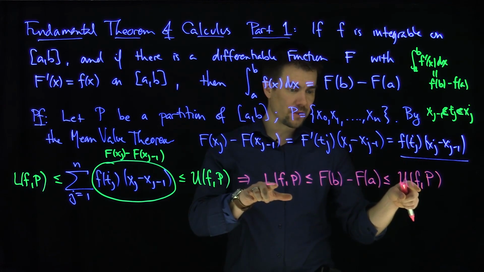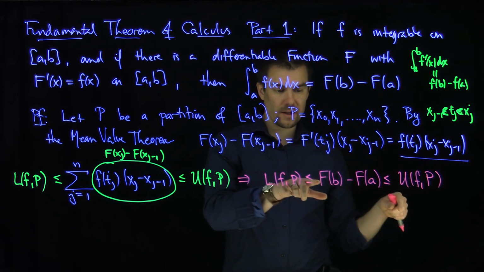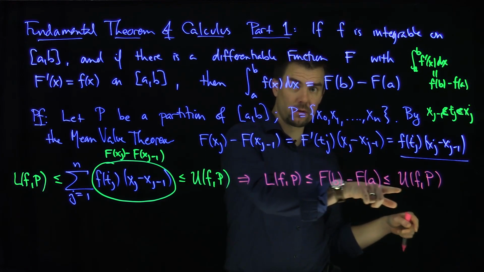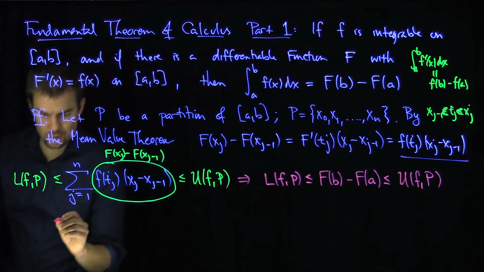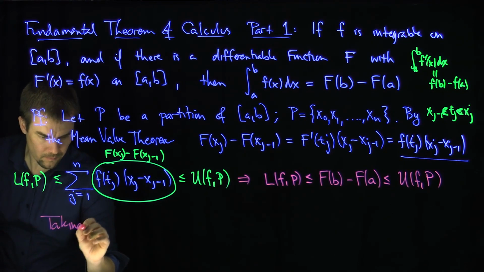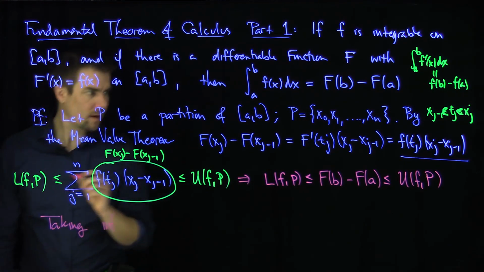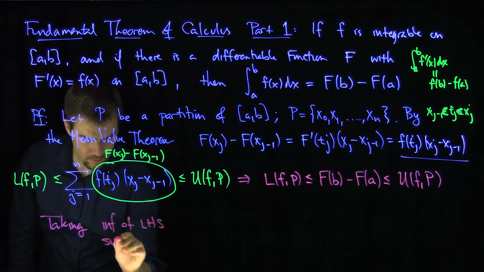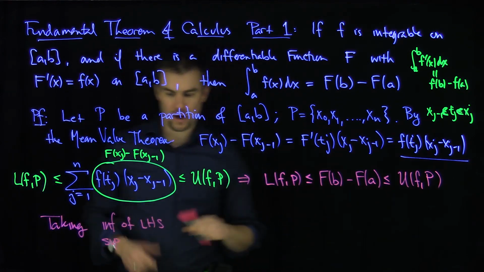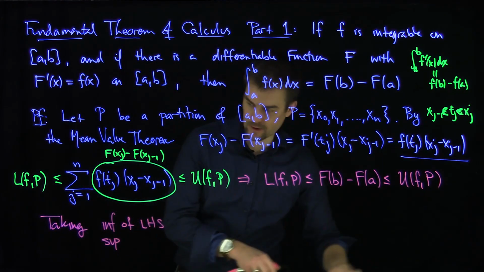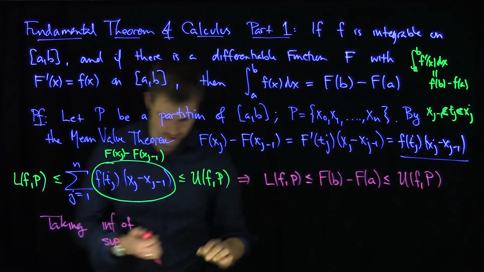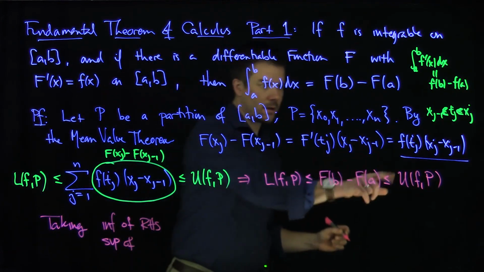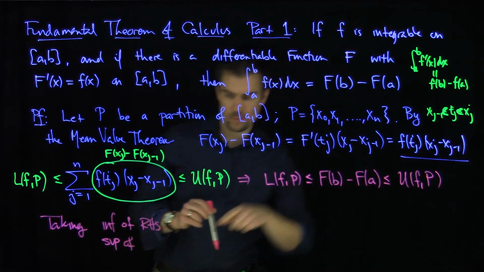And since this is true for all partitions, as I take either the supremum of the lower sums or the infimum of the upper sums in this inequality, I'm going to get that the integral is less than or equal to F of b minus F of a by taking the supremum of these lower sums. And by taking the infimum of these upper sums, I'm going to be able to conclude the other direction. So we take the infimum of the right-hand side and the supremum of the left-hand side.